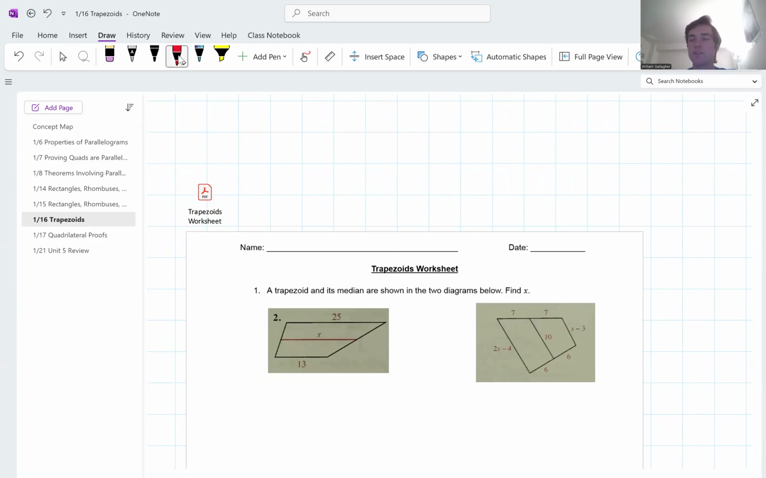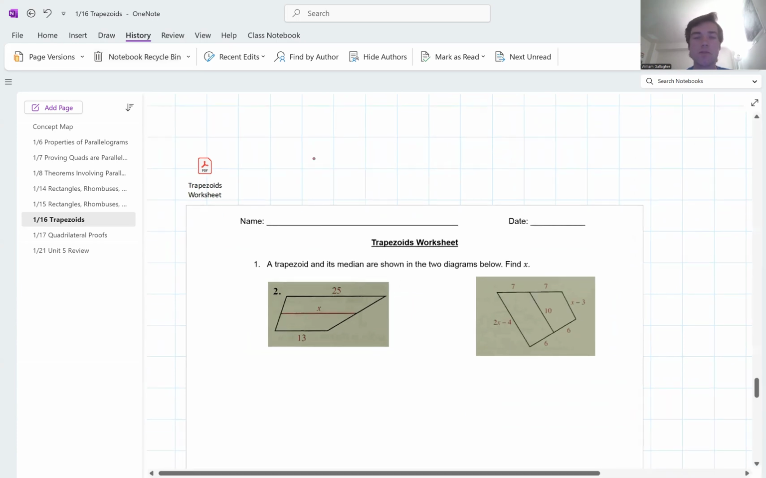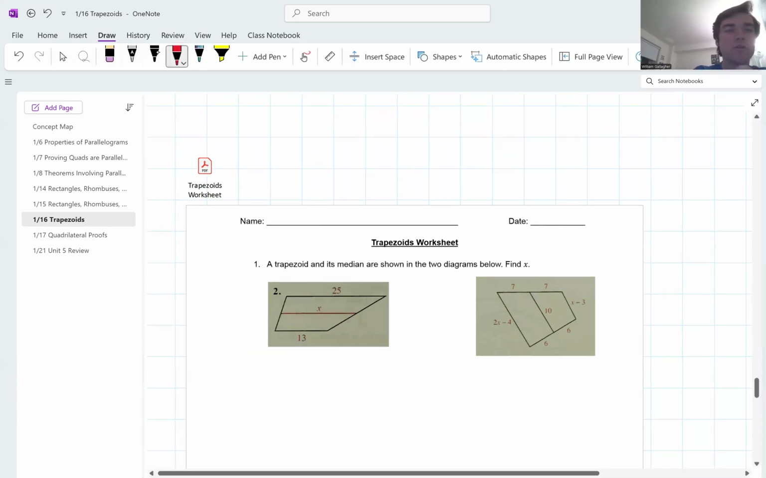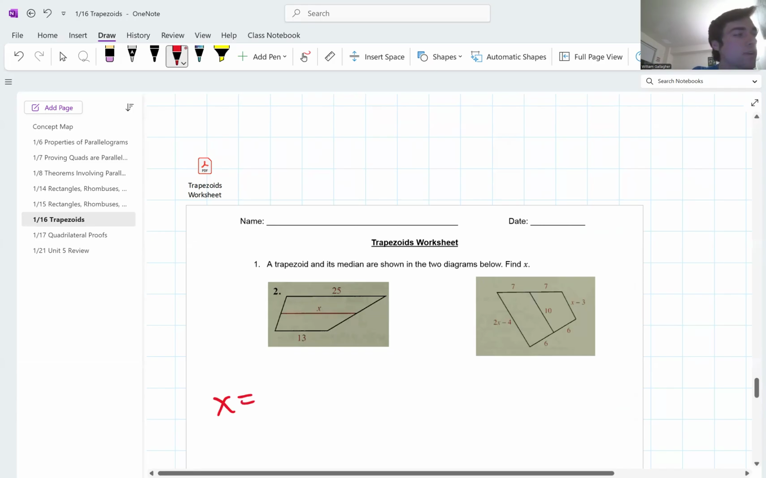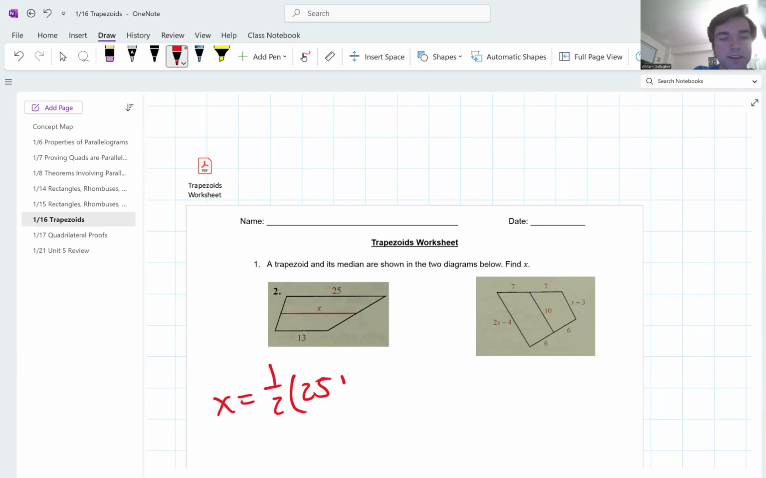I think some of these questions are pretty straightforward, but there's some pretty good ones on here too. So for the first one, we've got a trapezoid and its median. So we know that for a trapezoid the median is half, or the average, of the two bases. So here, x is going to be equal to 1/2 of 25 plus 13. Of course, 25 and 13 add to 38, so 1/2 of 38 is equal to 19.